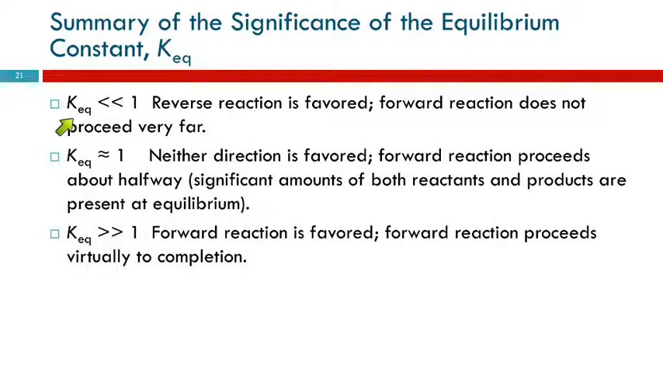So if KEQ is very small, the reverse reaction is favored, the forward reaction doesn't happen very much. You've got more reactants than products. If KEQ is very large, much larger than 1, the forward reaction is favored. You've got a lot of products, very few reactants. When KEQ is approximately 1, then there's more balance between the forward and the reverse reaction rates, which are going to be approximately the same. And so you're going to have significant amounts of both reactants and products. It's not necessarily equal, but they're going to be similar.